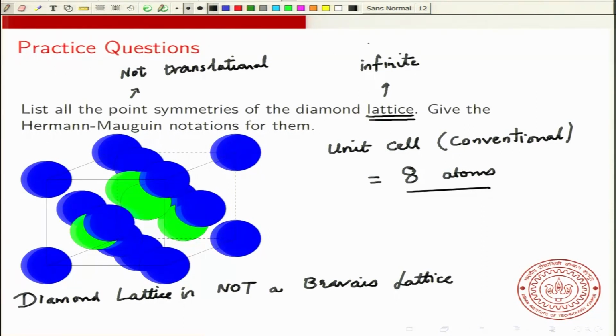So, you should always look at a lattice as an infinite set of points. That means it extends in all directions, and you should also keep in mind that this is a convenient unit cell that is used to represent the diamond lattice. So, now let us go to the symmetry elements.